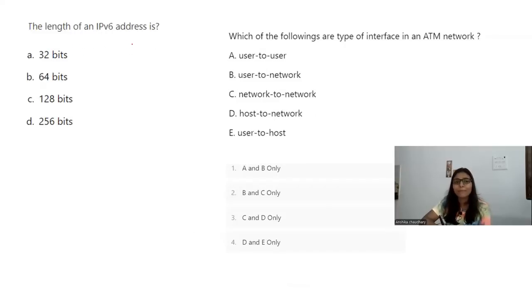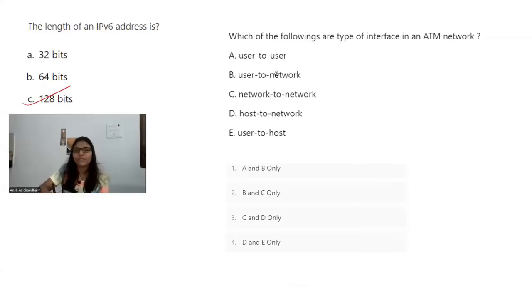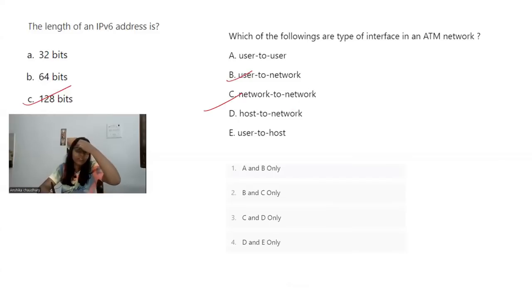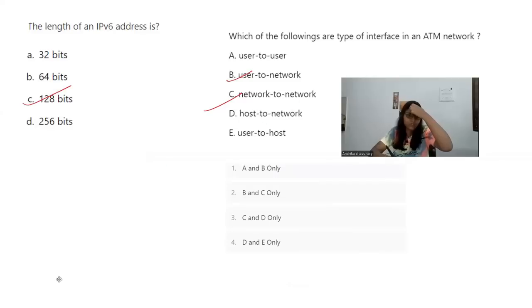The length of an IP version 6 address is 128 bits. Right. Let's move on to the next. Which of the following are types of interface in an ATM network? User to network and network to network are the correct examples for this particular question.